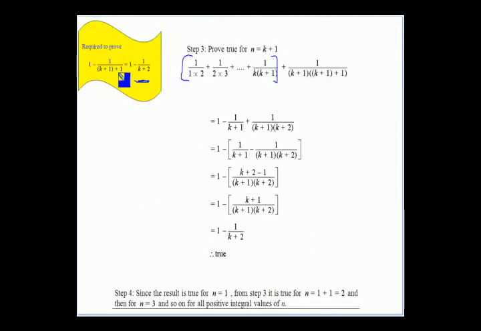And again, what are we going to be required to prove? We're going to substitute n equals k plus 1. So we get 1 minus 1 over k plus 1 plus 1, which is 1 minus 1 over k plus 2. That's what we're going to look to prove. Again, we start off with our left-hand side and the sum to k plus 1 terms. There's our sum to k terms, which is 1 minus 1 over k plus 1, and our k plus 1 term comes out to 1 over k plus 1 times k plus 2.